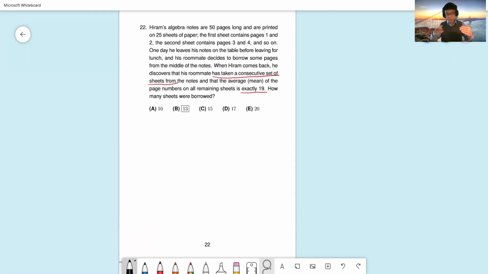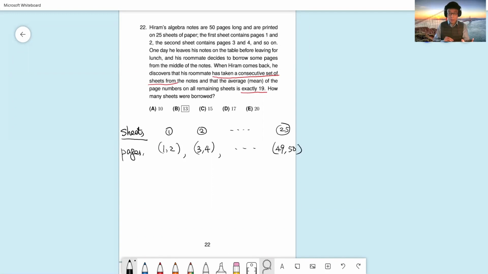All right, let's find the structure of this notebook. Let's see, sheets. We have totally 25 sheets. Let me write this: the first sheet, the second sheet, the third sheet, up to the 25th sheet. Each sheet has 2 pages. So the first sheet corresponds to pages 1 and 2. The second sheet corresponds to pages 3 and 4. The last sheet corresponds to the page numbers 49 and 50. And now we remove some sheets. Let's see the removed or the borrowed sheets.